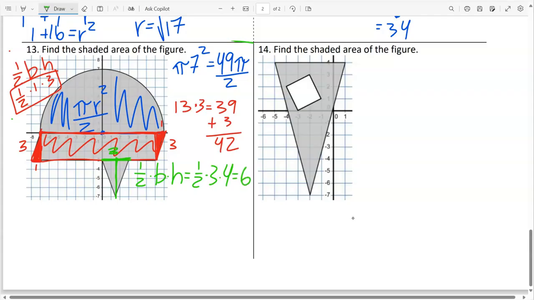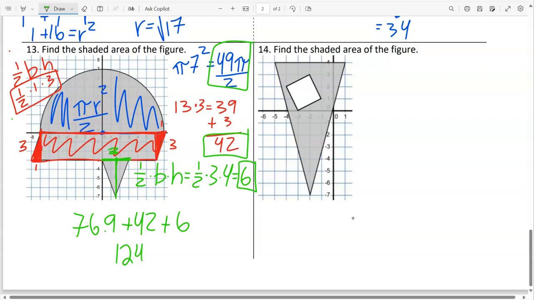So now we need to add up this number plus this number plus this number. 49 pi over 2 is equal to about 77.0. Then we have plus 42 and plus 6, which gives us 124.9, or approximately 125.